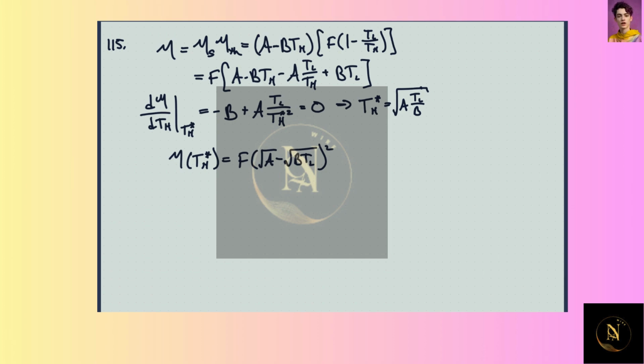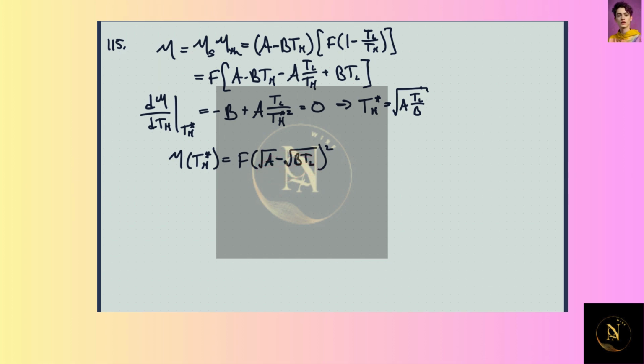And so then to figure out what the efficiency is, we can just plug this back into here and do some rearranging and simplification, and we wind up with F times this square root of A minus square root of B times TL squared. So that is our peak efficiency for this system. Again, it scales linearly with F, and then obviously these other parameters in TL come in, in kind of a strange way here.